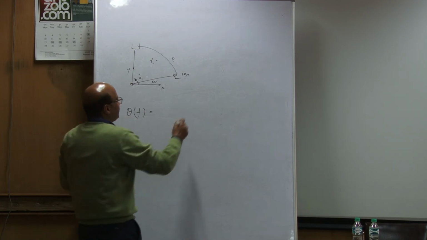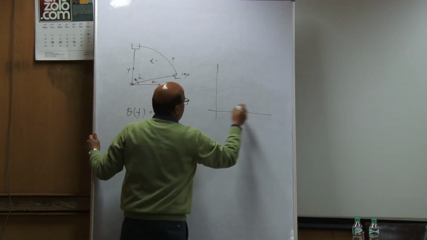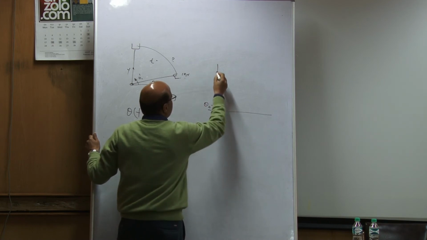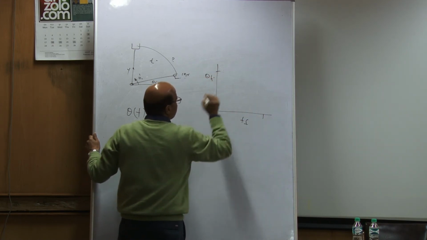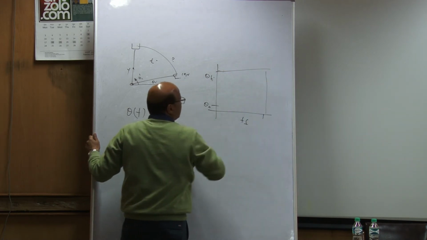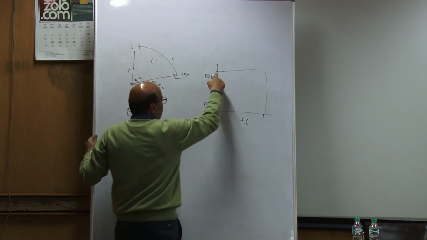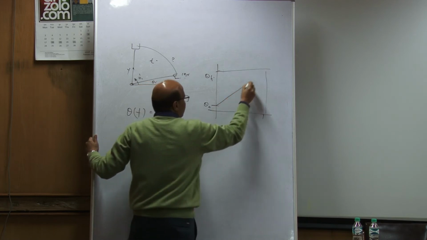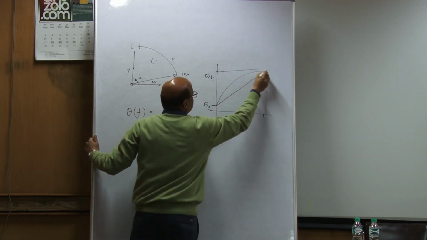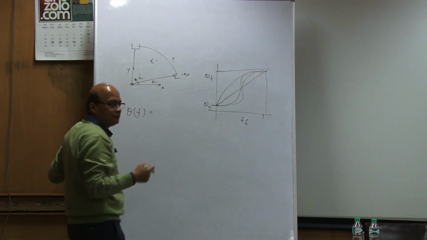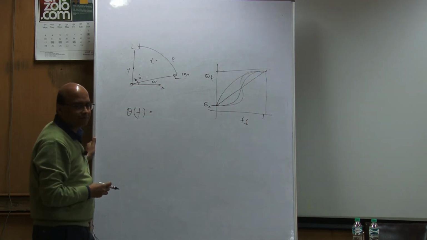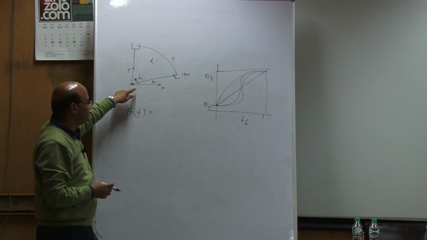If I just draw the graph, I am here at theta naught, and I have to go to theta final in some time tf. So I am here, I have to go there, in some time t. So will it be a straight line? Will it be like this? Will it be like that? Will it be like this? Which one? I hope you are following.